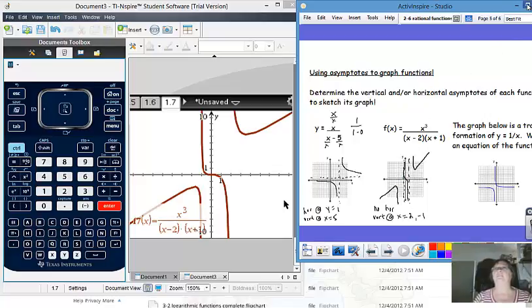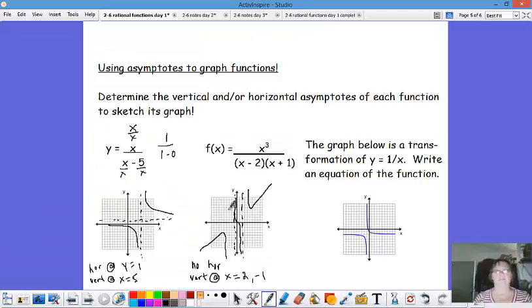Okay, let's go back. This is the last task in the lesson today. The graph below, it says, is a transformation of y equals 1 over x. So this is its parent. We want to know about an equation. So I would submit to you that it looks to me like the center point, the origin, if you will, has moved. It's moved left and down. And we can write an equation for this function if we can find out how far left it's gone and how far down. So I'm going to ask you to use your best judgment here.